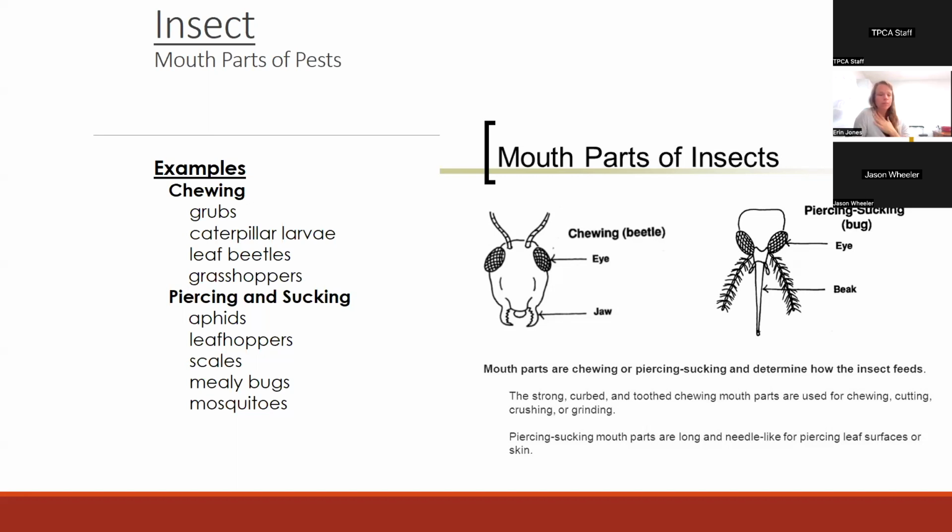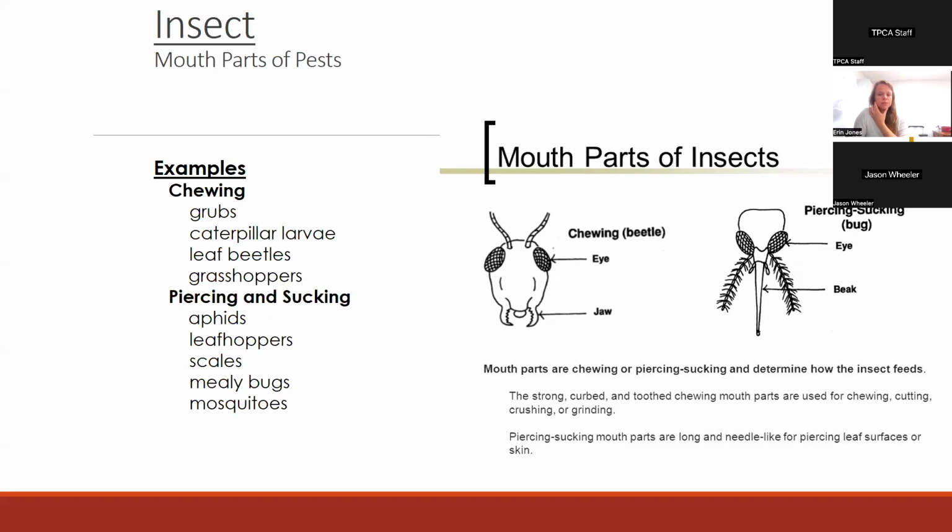So here I've got an example of chewing mouth parts. So we have grub worms on here. So grub worms are the larval form of June bug. I'll show you guys that in just a second. But for the order that beetles fall into, it's called Coleoptera. They have chewing mouth parts during their larval stage and during their adult stage as well. So if we're trying to identify Coleoptera or a beetle, we know that they always have chewing mouth parts.